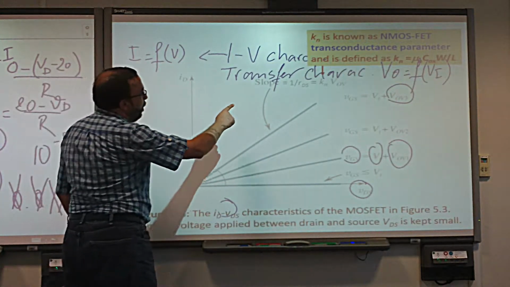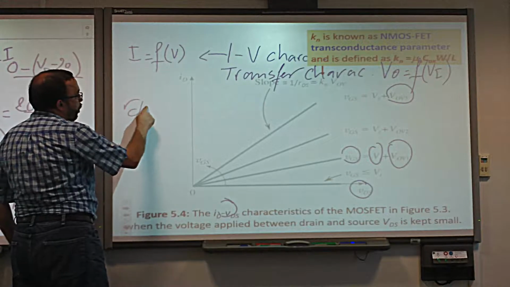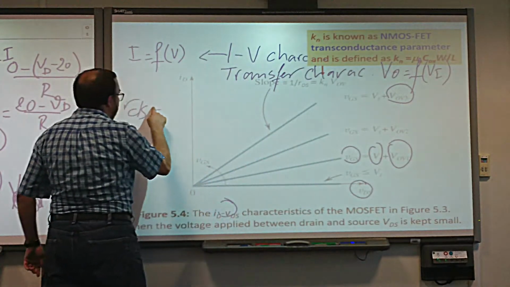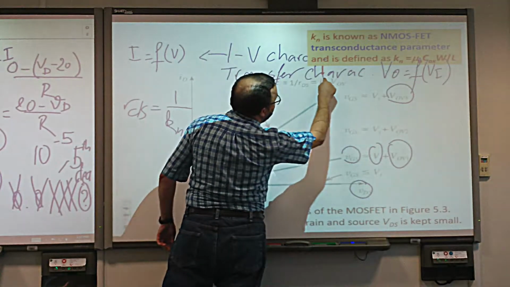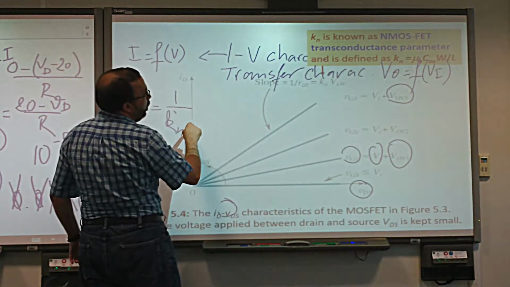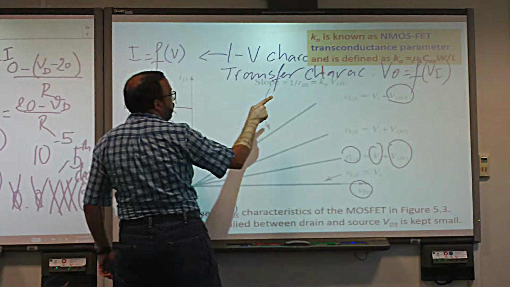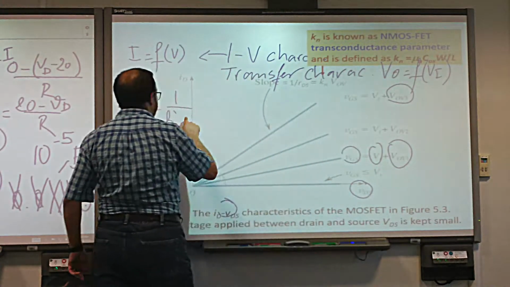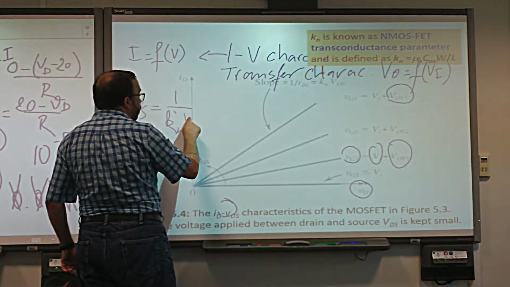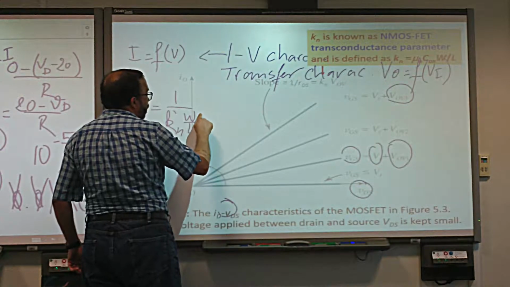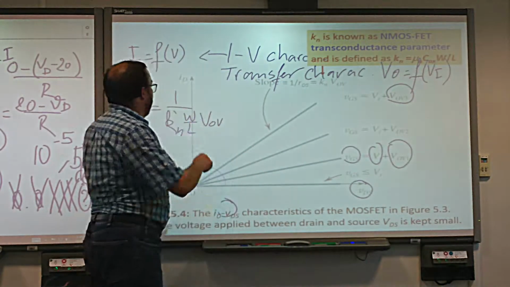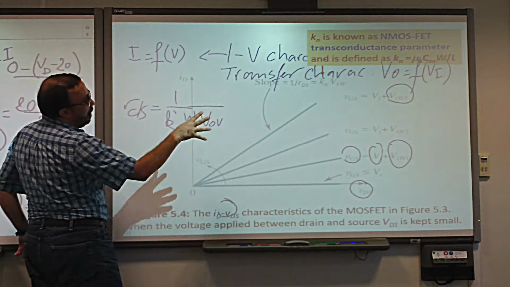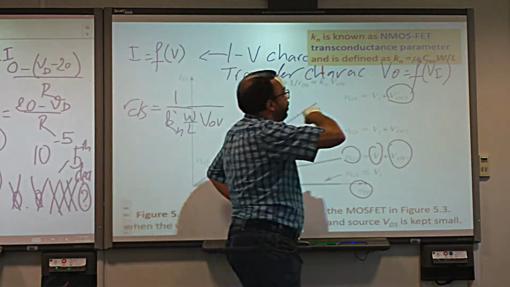Where RDS, I just rewrite this, is equal to 1 over Kn prime, W over L, V overdrive. It's hidden there, Kn prime. There's another mistake also. This is Kn prime times W over L times V overdrive. Okay? This is what we did last time.